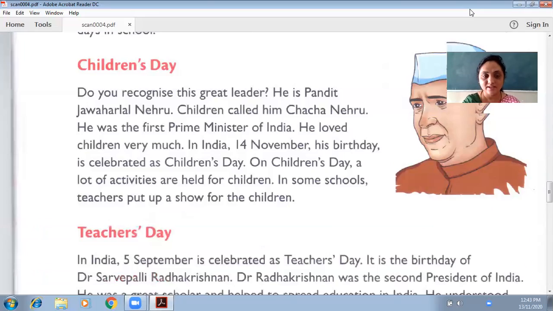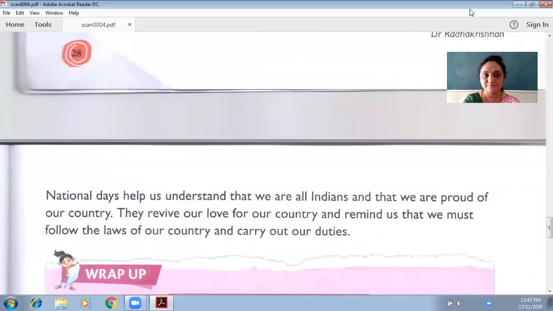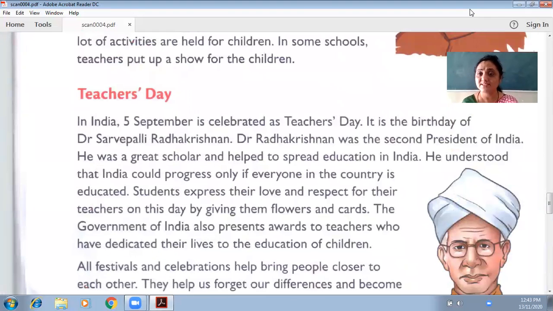Okay, dear students. Next, which day are we going to celebrate? That is the Teacher's Day. Do you know about the Teacher's Day? When are we going to celebrate the Teacher's Day? In India, 5th September is celebrated as Teacher's Day. In the month of September, on the 5th September, we are going to celebrate it as the Teacher's Day.